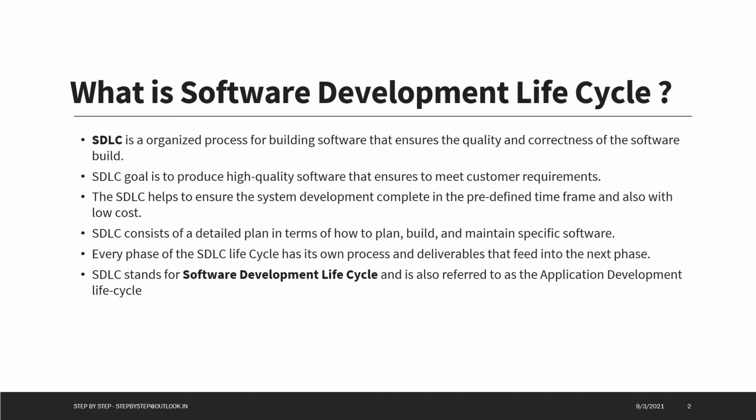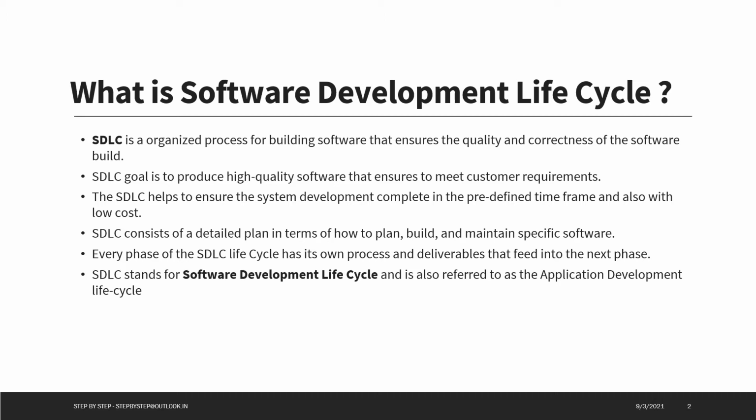SDLC is nothing but an organized process for building software that will help to ensure the quality and correctness of the software which will be built out of it. The main goal of SDLC is to produce high quality software and, of course, it should ensure to meet the customer expectations or requirements. The SDLC helps to ensure the system development is completed in the predefined time frame and also with low cost. Okay, so time frame is important and SDLC will help to ensure that.